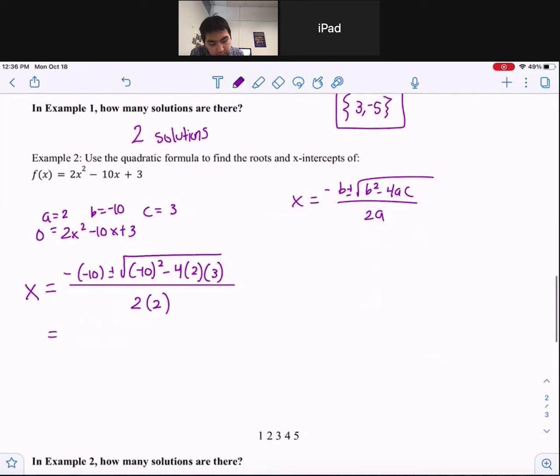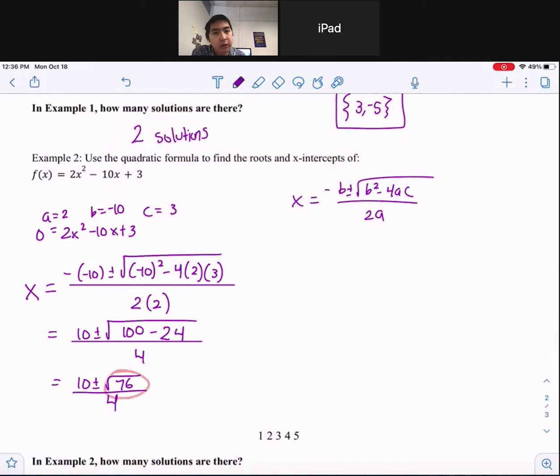Negative of negative 10 is positive 10, plus or minus the square root of negative 10 squared, which is 100. 4 times 2 is 8. 8 times 3 is 24, so minus 24, all over 4. 10 plus and minus the square root of 100 minus 24, which is 76, divided by 4. Now, we have to simplify that square root of 76.